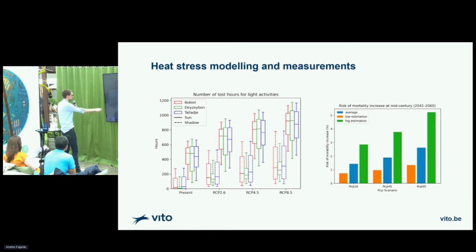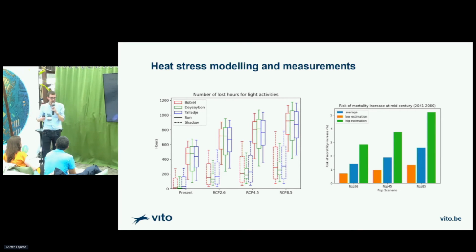And at present, these are 500 hours per year, which is quite okay. But looking towards the future, this can go up to 1,000. So a doubling in the amount of hours that is lost, that you just cannot work anymore because it's too hot, and you will really face health issues if you still work outside.